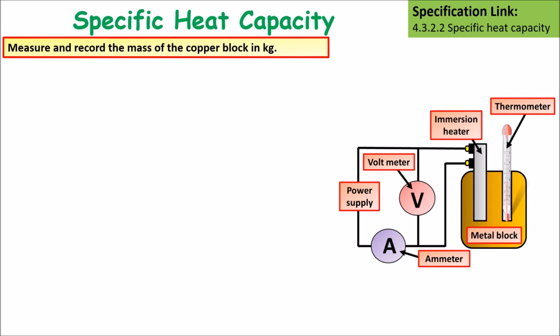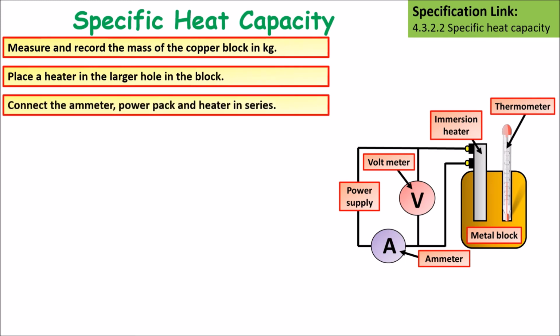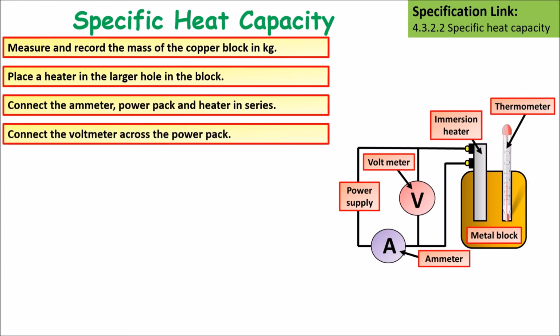So finally, if we look at the required practical and how that's set up to look at specific heat capacity, to start off with, we would measure and record the mass of a copper block in kilograms if we were looking at copper. We'd place a heater into a larger hole in the block. We'd connect an ammeter, a power pack and a heater in series. You'd connect a voltmeter across the power pack.